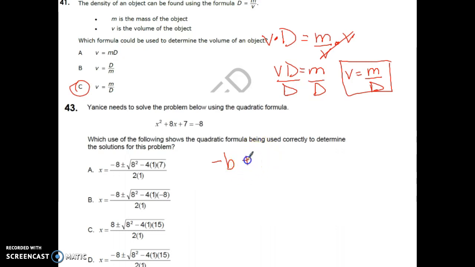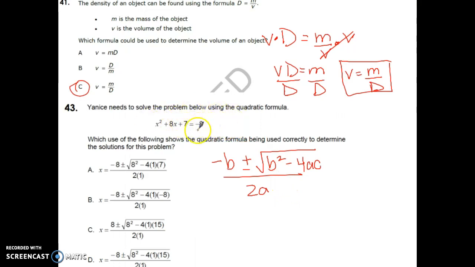Negative b, plus and minus square root of b squared minus 4ac, all over 2a. I was going to drop a beat, but that would be too distracting. So y'all got to listen to my wonderful singing. Quite amazing.